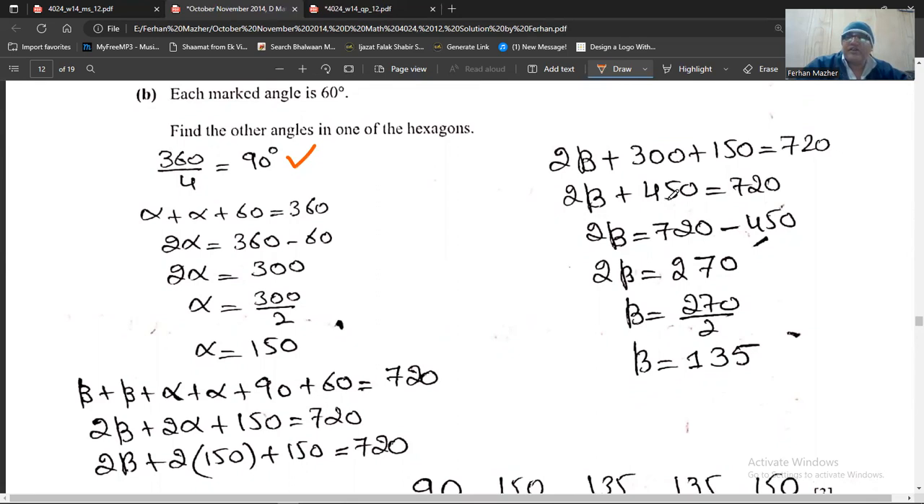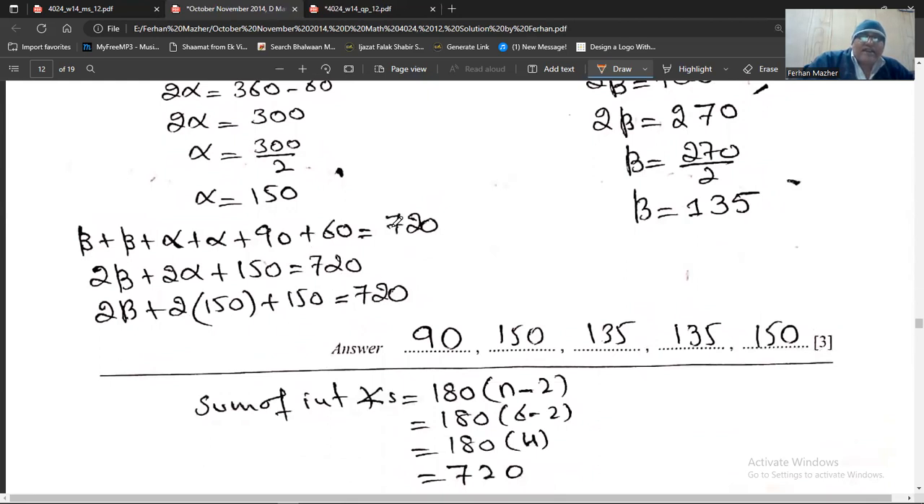2 beta will be 720 minus 450. 2 beta will be 270. So beta will be 270 divided by 2, and the beta will be 135. Okay, so now I know all the angles.